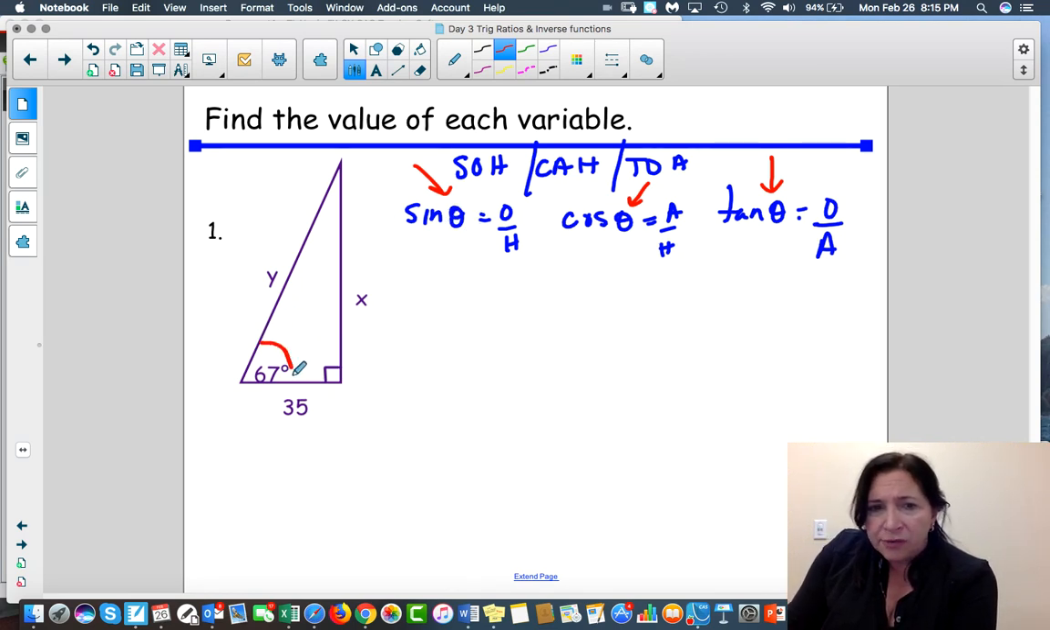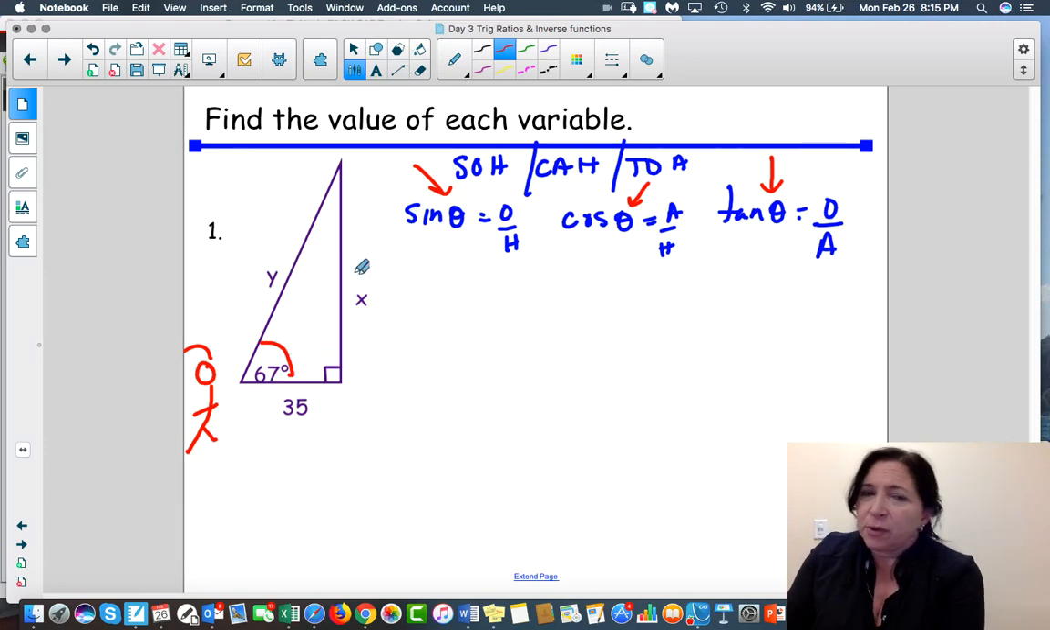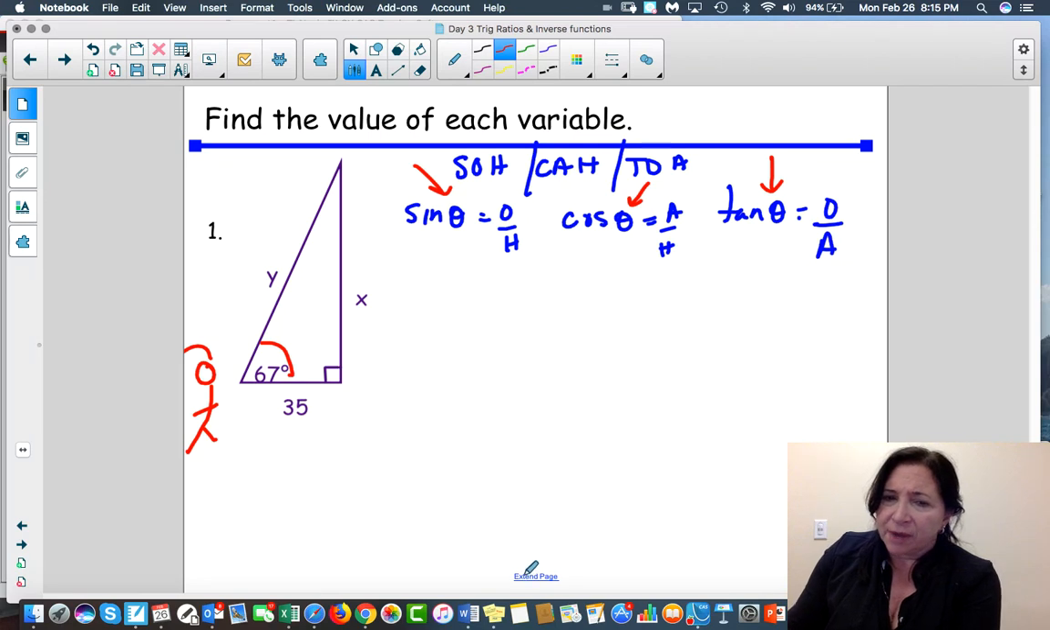So we're going to assume that we're here at 67 degrees, okay? And so there you are. So we're going to say, well, I need to find x and I need to find y. So we're going to find one thing at a time. Let's just say we're trying to find x.